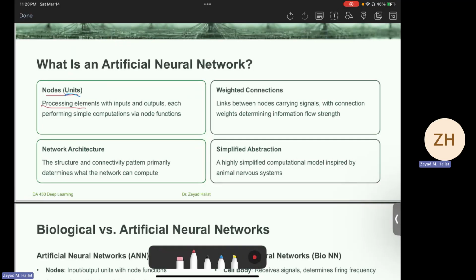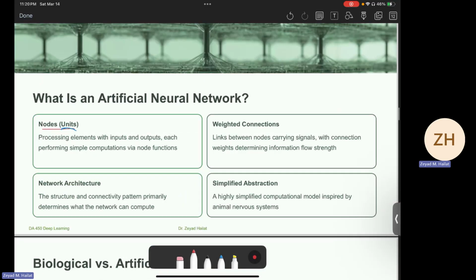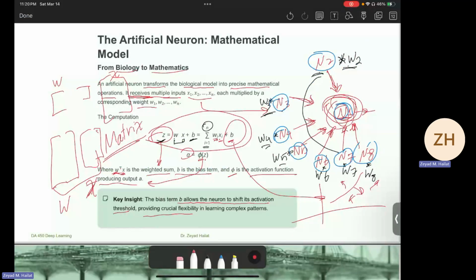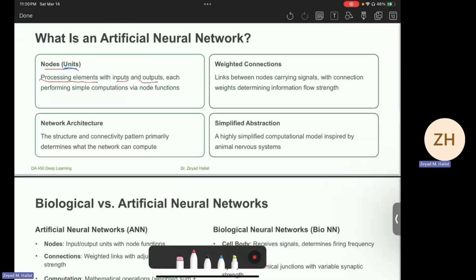They are processing elements. If you think about the computer, you are looking at the brain, which is the CPU. The CPU has cores. So think about these units or nodes as the cores with input and output. Each neuron has input and output. Remember, this is what we have seen. N1 has 7 inputs from all these, and there is one output in here, or sometimes multiple outputs. So there are inputs and outputs, each performing simple computations.